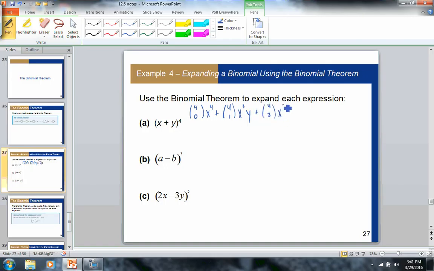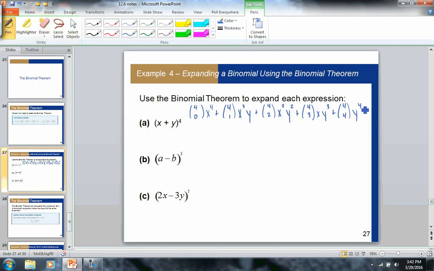My x is going to decrease in the exponent and my y is going to increase. Then I'm going to have 4 and 3. I'm almost done because I have to go up to 4. So I'll have x to the first now, and then y to the third. And then now I have 4 and 4. That's my last term. Once these two are the same, that's my last term. I'm not going to have any more x's. I've got x to the 0 and y to the fourth.